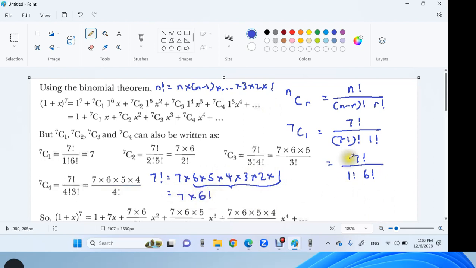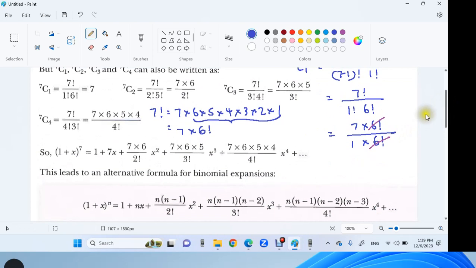And 1 factorial is actually 1. So this will become 7 times 6 factorial over 1 times 6 factorial. The 6 factorial and 6 factorial we can cancel. Then what remains is 7. Okay, so this is nCr. We should never have learned this before. It is something new, and the factorial is also new.